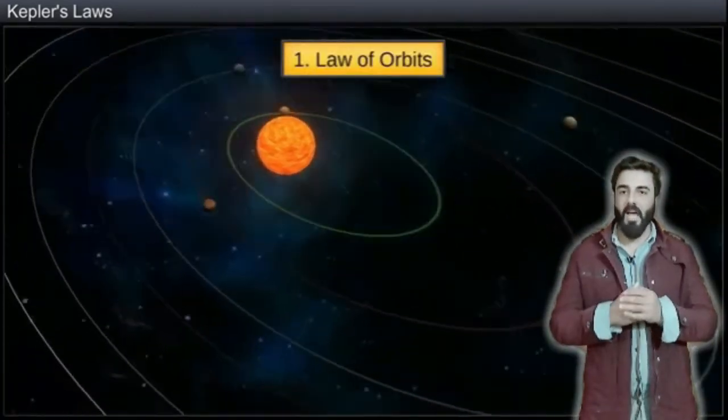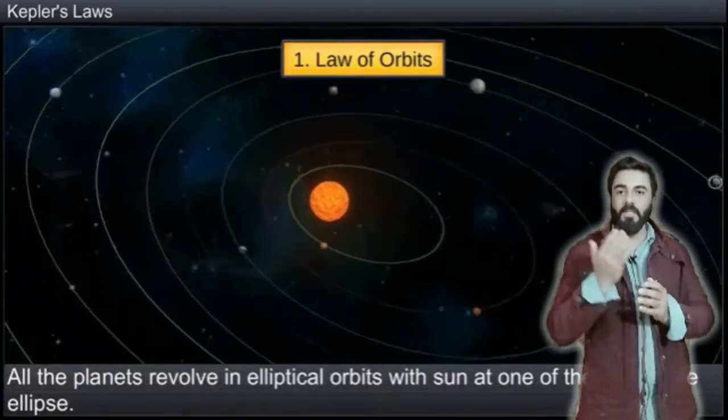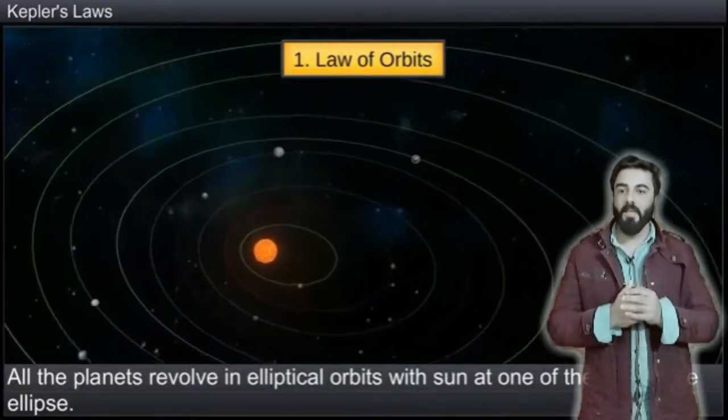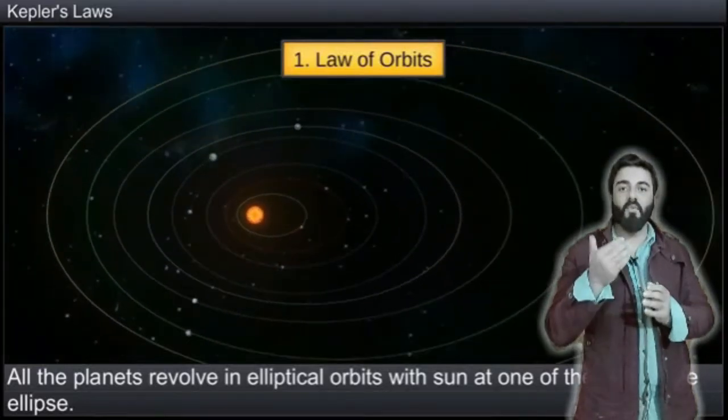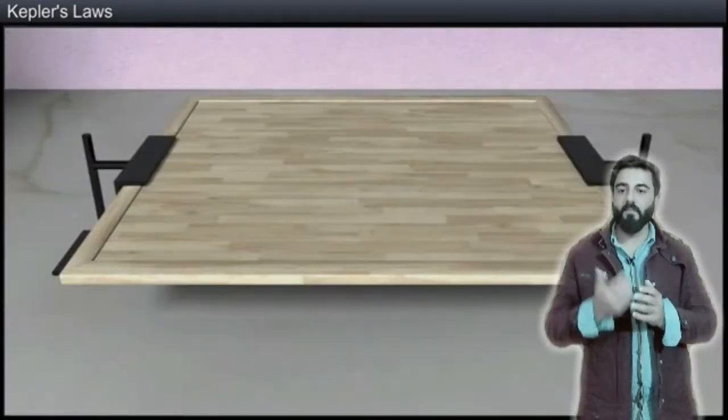So the first law is the law of orbit. Its statement is that every planet revolves around the sun in an elliptical orbit, and the sun is situated at one of the foci of the ellipse. Now we will conduct an activity for better understanding of the first law, that is the law of orbit.